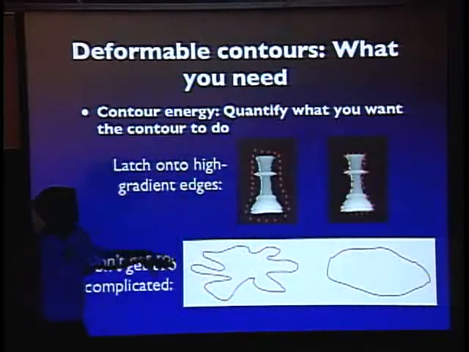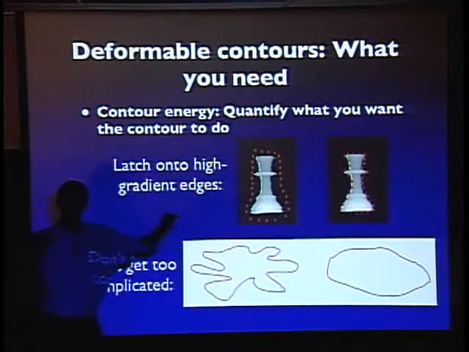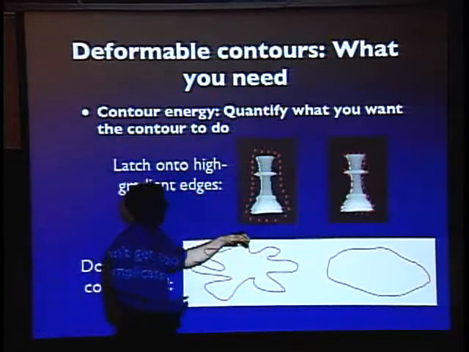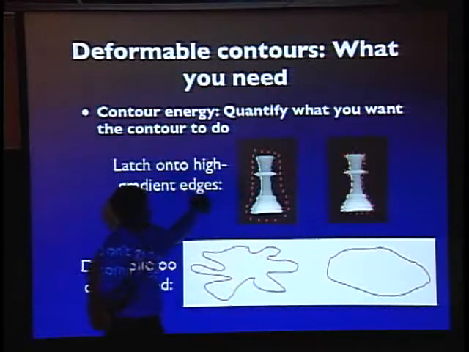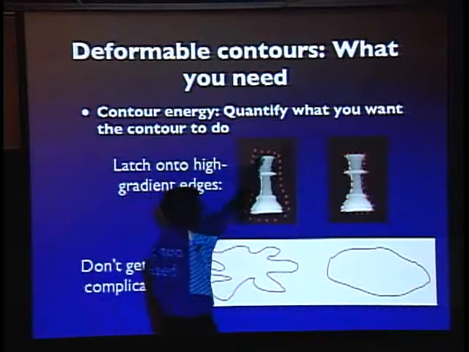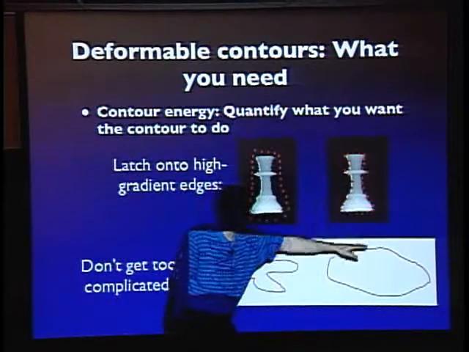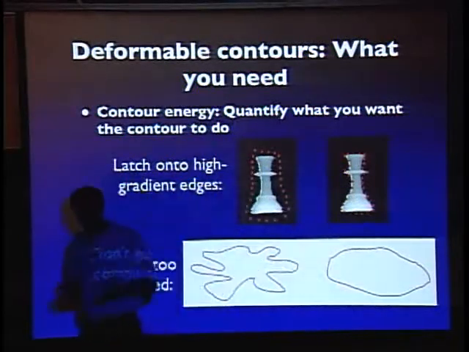And you can compose these things together. So you can imagine that you might want both. If you know that you have bright blobs on a dark background, then you can decide to add two kind of components to your energy function that say that, well, the energy is relatively low if the contour hugs a light to dark boundary and it's relatively round and blobby.